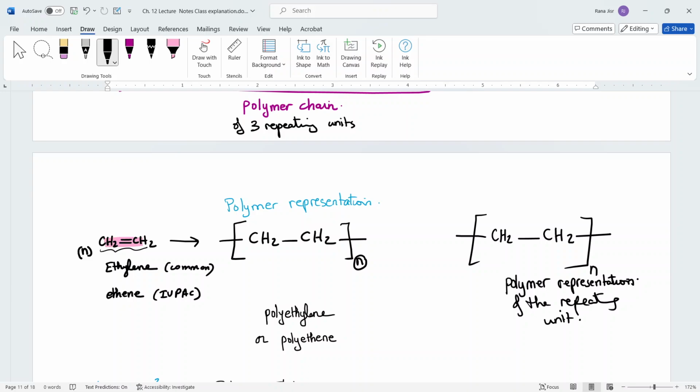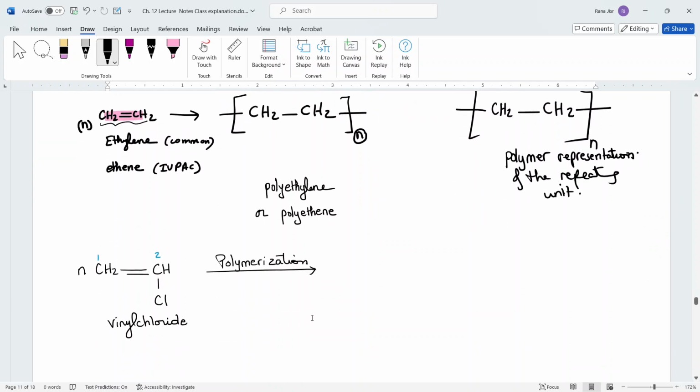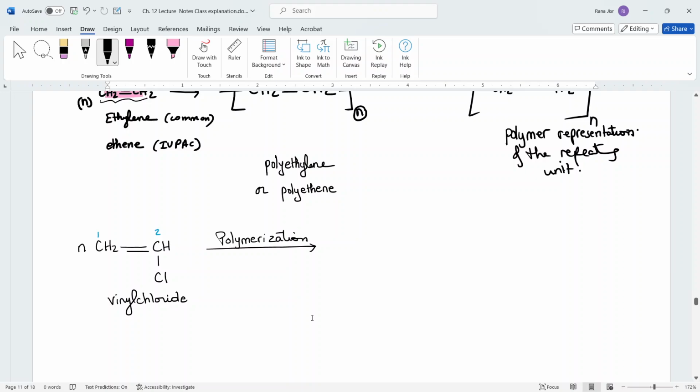Okay, so what I have here is my polymer. To name that polymer, I always look at the name of the monomer, and simply I add poly to it. So the IUPAC name is ethene, so the polymer name is polyethene, or I can go with the common name, and it's going to be polyethylene.